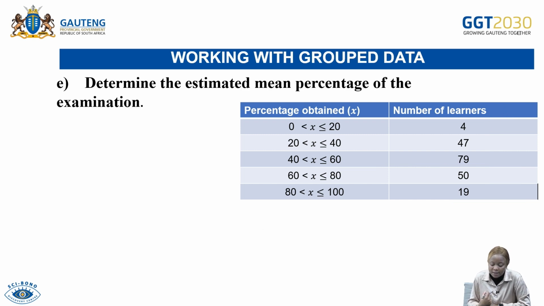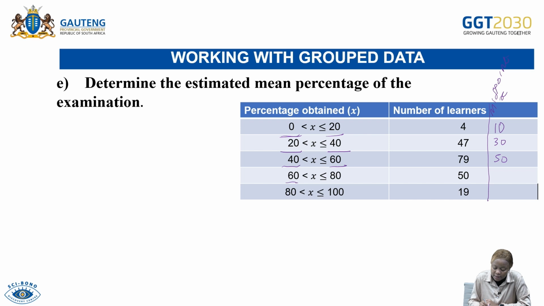Quickly move to the estimated mean. We had already done this one. I had said to you, you need to find the midpoint first, right? So your midpoint, we denote it as x. So you'll say 0 plus 20, divide it by 2, you will get 10. Then 20 plus 40, you'll get 60, and if you divide your 60 by 2, you'll get 30. And then 40 plus 60, you get 100, and if you divide it by 2, you'll get 50, right?